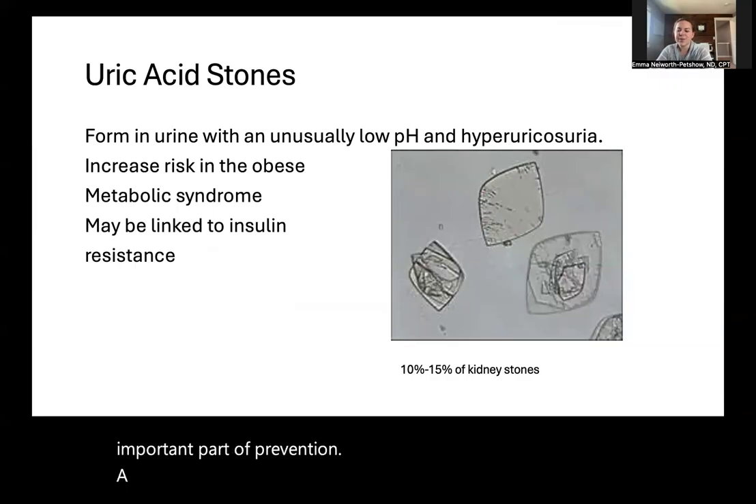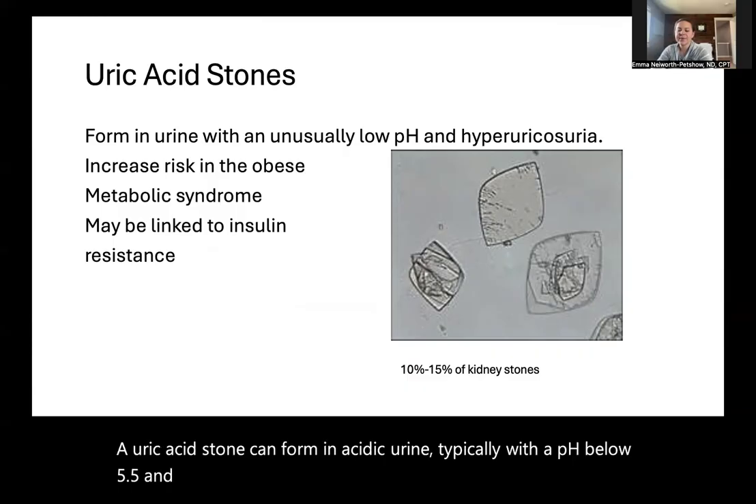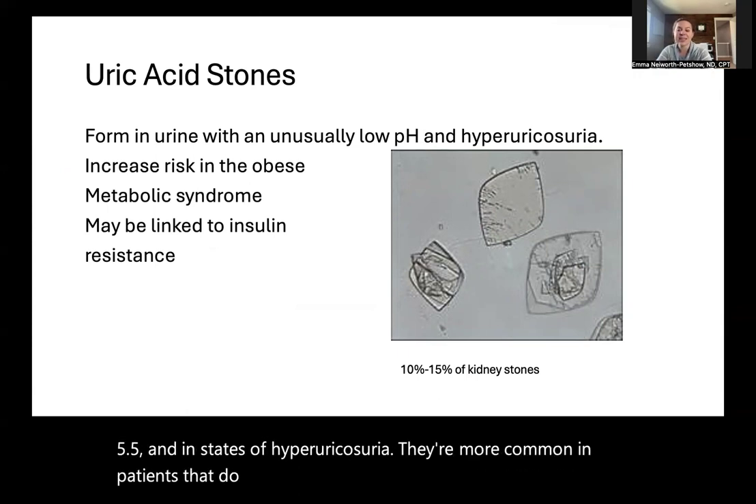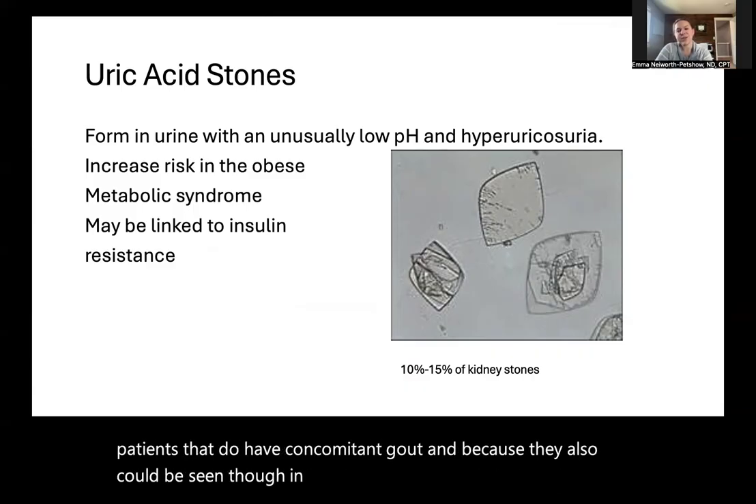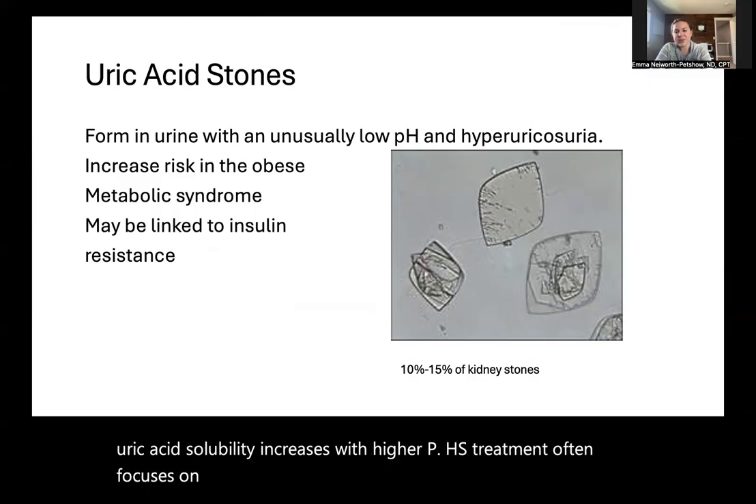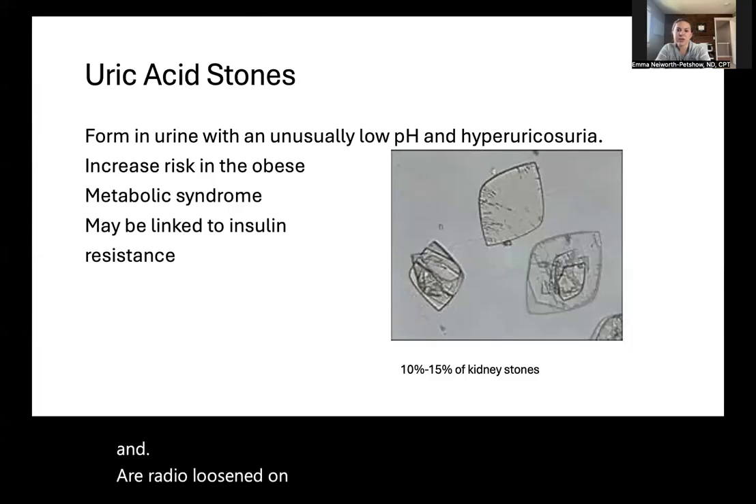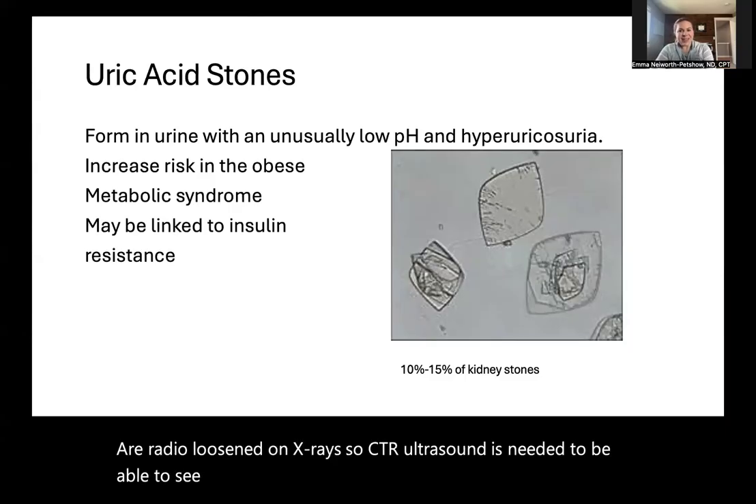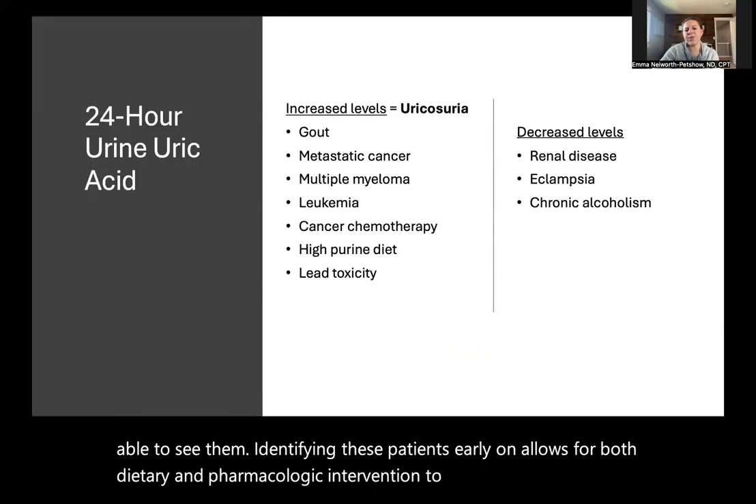A uric acid stone can form in acidic urine, typically with a pH below 5.5, and in states of hyperuricosuria. They're more common in patients that do have concomitant gout, and they could also be seen in insulin resistance or even obesity. Because uric acid solubility increases with higher pH, treatment often focuses on urine alkalinization with citrate or bicarbonate, and these stones are radiolucent on X-ray, so CT or ultrasound is needed to be able to see them. Identifying these patients early on allows for both dietary and pharmacologic intervention to reduce stone formation.